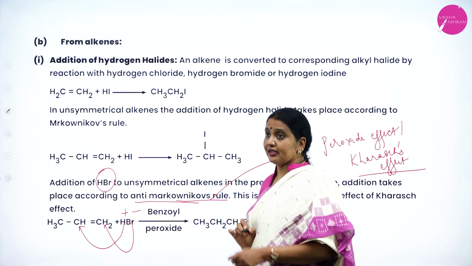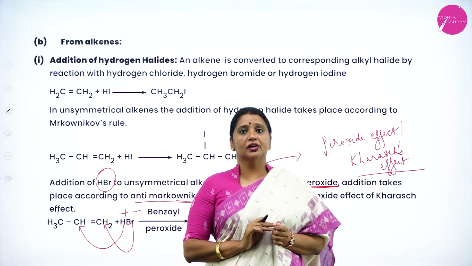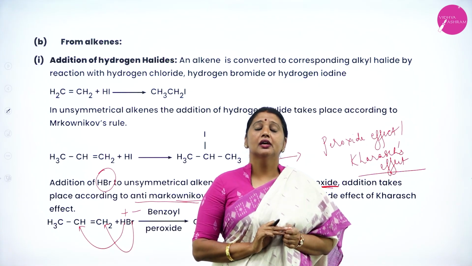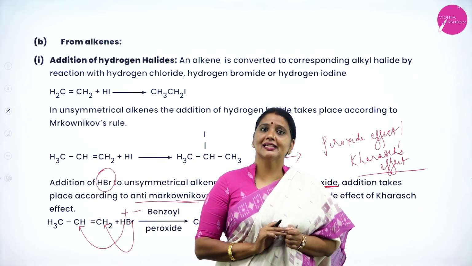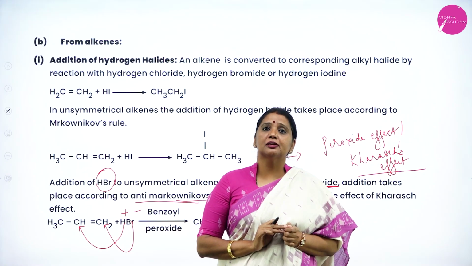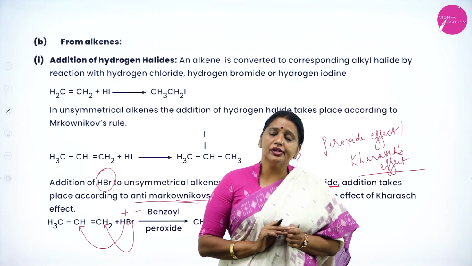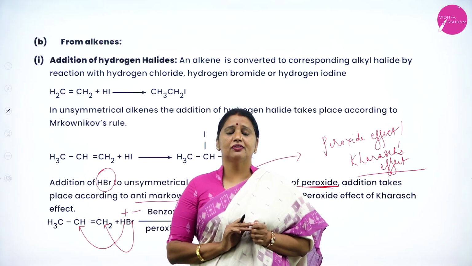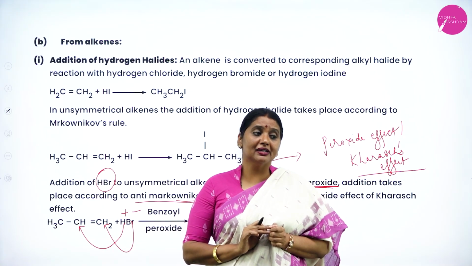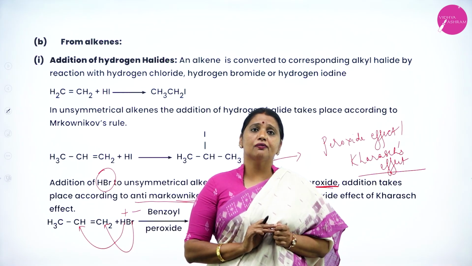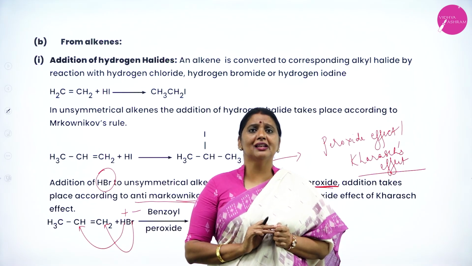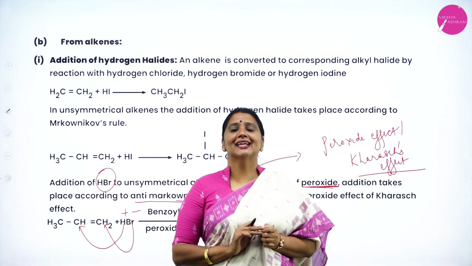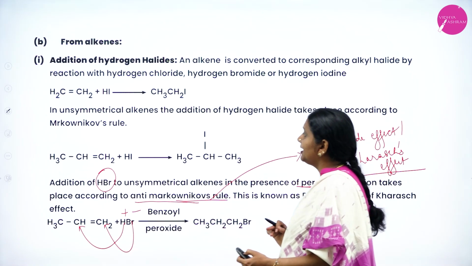So peroxide effect, or it is known as Kharasch effect. What is the statement of Markovnikov's rule? Plus goes to the carbon carrying more number of hydrogen. If plus goes to the carbon carrying less number of hydrogen, it is the anti-Markovnikov rule. Markovnikov's rule and anti-Markovnikov rule both are applicable only for which type of alkene? Unsymmetrical alkene. But in the case of the anti-Markovnikov rule, only which one must be used? HBr in the presence of organic peroxide as a catalyst.